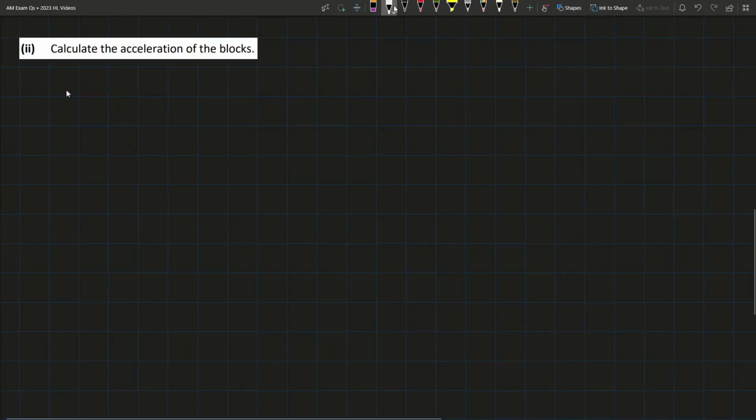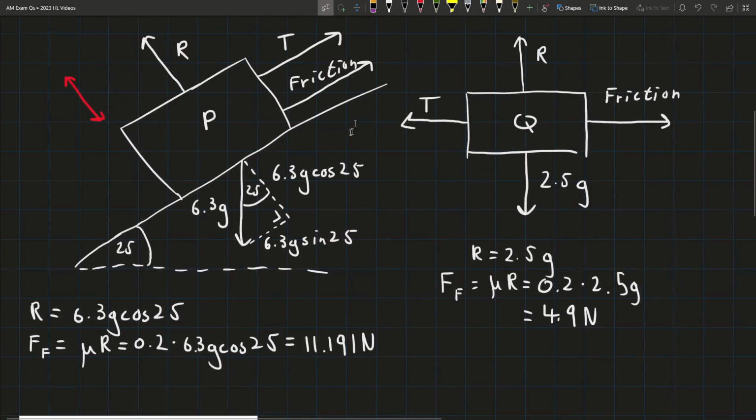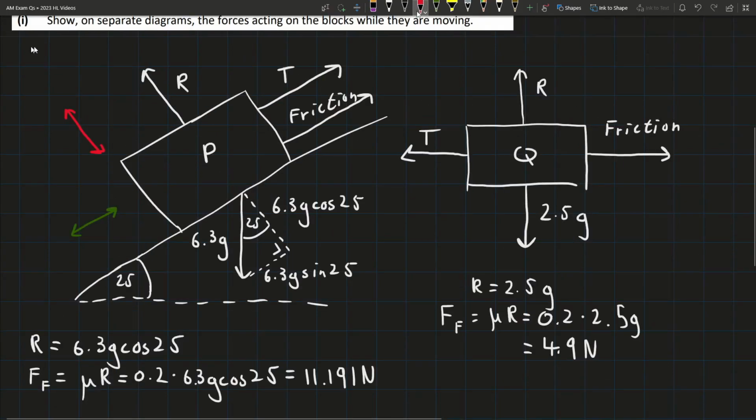So part 2 asks us to calculate the acceleration of the blocks. So we're going to have to come up with an F equals ma equation for each of the blocks to relate some of the quantities together. So we'll start off with block P. So we can say F equals ma. And we know that m is 6.3, so 6.3a equals, and we'll take left as positive, just because they're both moving to the left. So we'll say 6.3g sin 25, because as you can see, that's the force that's pushing it down the slope. And then take away from that the tension and the friction, which is 11.191.